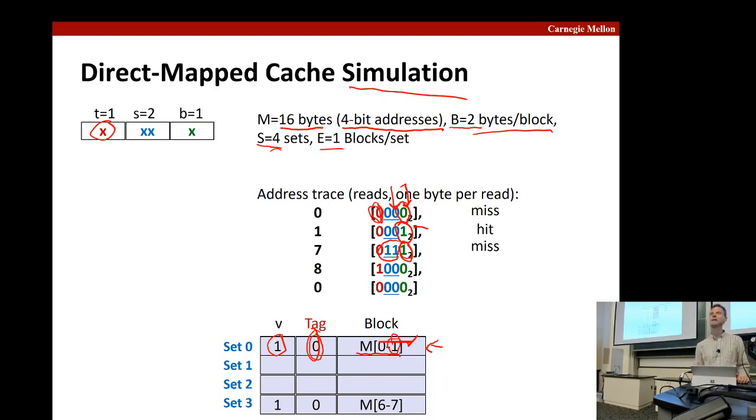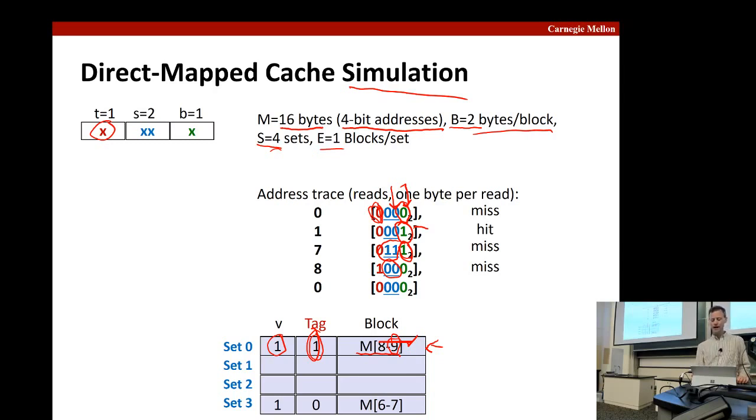Now what happens when 8 comes in? Yes? It's a miss because it's full, and it's going to want to put it in set 0, with a tag of 1, and store it, with 8 in there. Yes, so exactly. So it's going to come in here, and set 0, it's going to evict that guy, and you get the block that's shown.